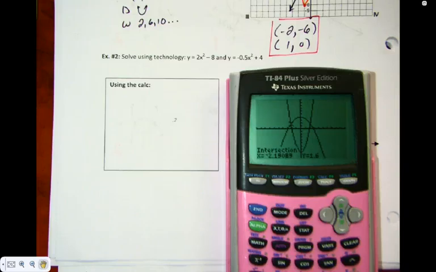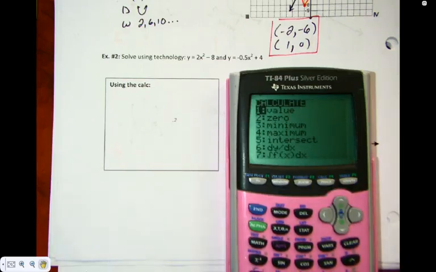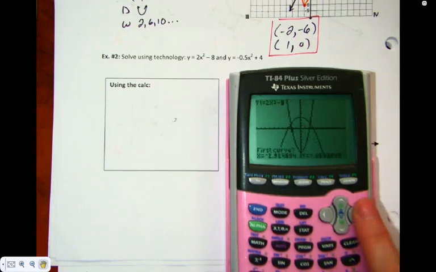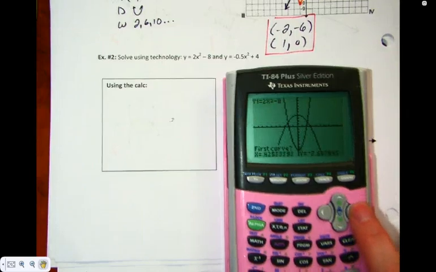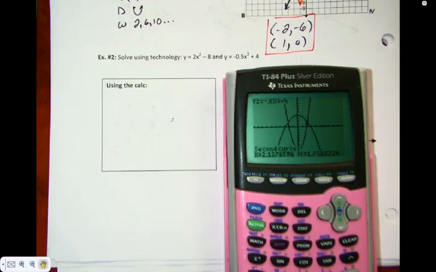How do I find the other one? Because I know it crosses twice. Do the same thing: second calc, intersect, and now I'm just going to move closer to the other one. Again, it's not a right-bound, left-bound thing. You just have to be physically closer to it. First curve, yes. Second curve, yes. Guess, I don't know what that means. Bam, there's the second answer. Jot that one down as well.